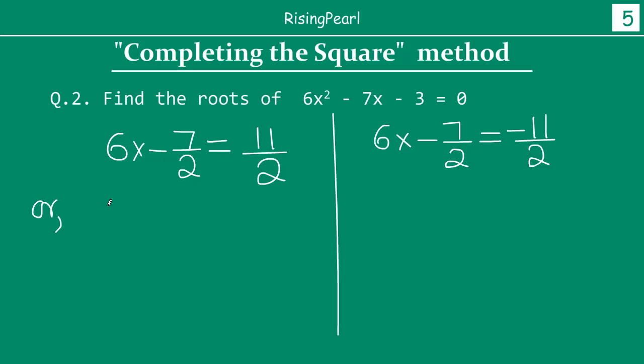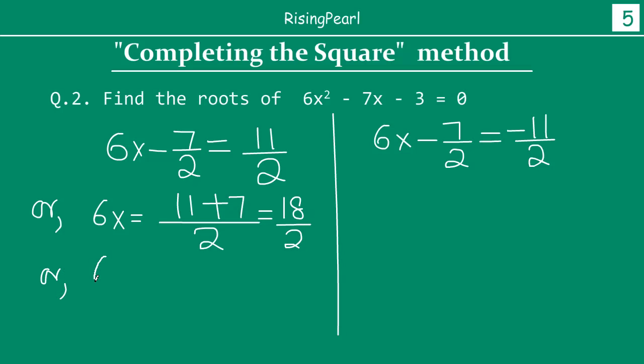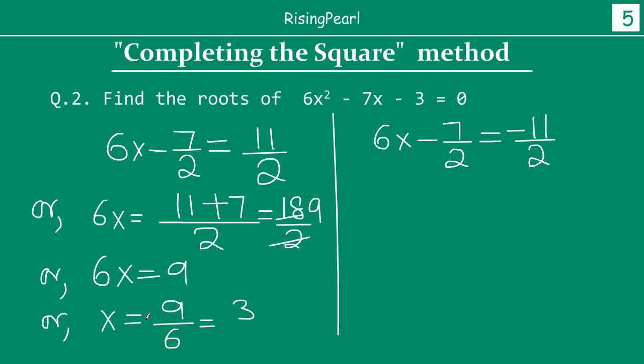So we get here, we will have 6x equal to, same LCM 2, so it will be 11 minus 7 by 2 will become plus 7, or 11 plus 7 is 18 by 2, or 6x is equal to 2 9s are 18, this will be 9, or x is equal to 9 by 6. Now 3 3s are 9 and 3 2s are 6, or 3 by 2. So x equal to 3 by 2 is one of the roots of our quadratic equation.